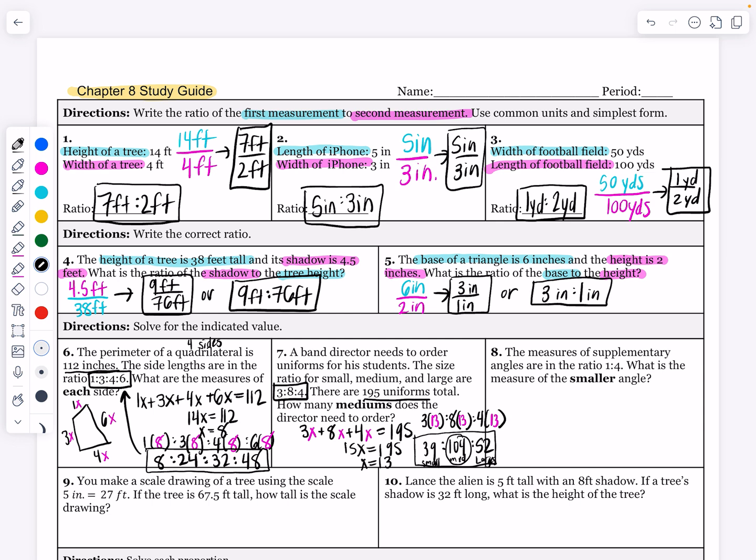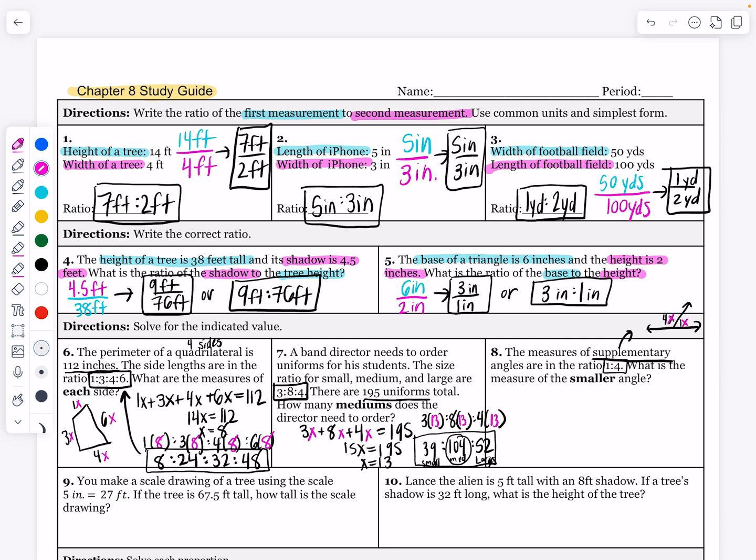All right, the measure of supplementary angles. What does supplementary angles mean? It's a pair of angles that have a sum of 180 degrees. So it says they're in the ratio of 1 to 4. Those two angles are in the ratio of 1 to 4, which means that this is 1x, this is 4x. This has been reduced, so we're trying to find the original pieces.